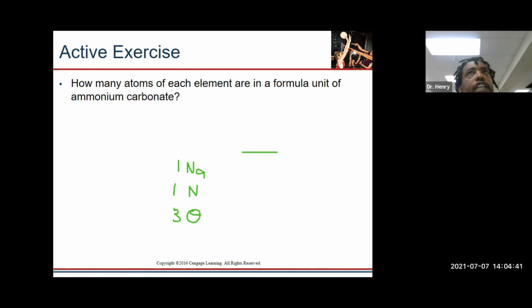So how many atoms of each element are in the formula unit of ammonium carbonate? What is the chemical formula for ammonium carbonate? Ammonium. Let's see, who am I going to pick on? Haley, tell me about ammonium. It's NH4.